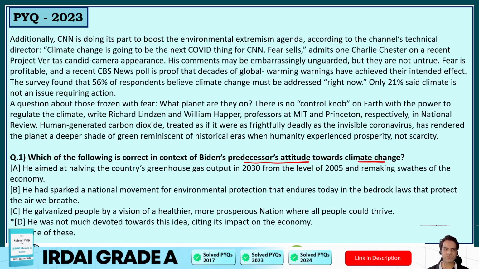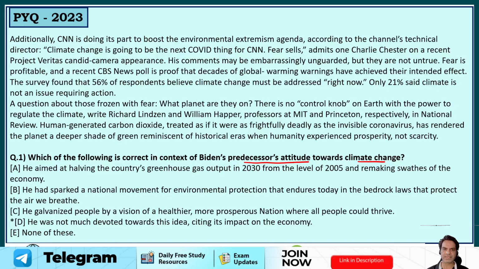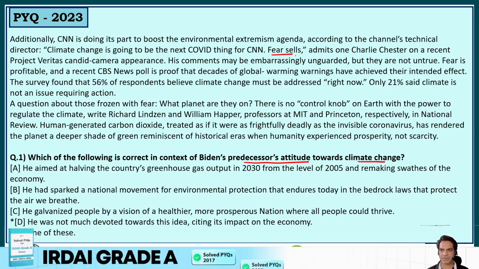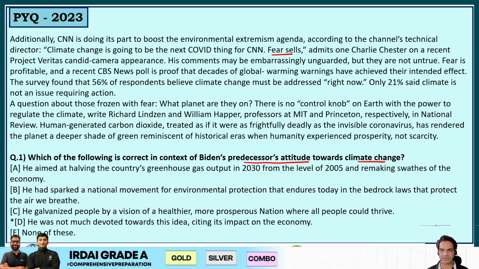Additionally, CNN is also doing its part to boost the environmental extremism agenda, according to the channel's technician director. Climate change is going to be the next COVID thing for CNN. Fear sells, admits one Charlie Chester on a recent Project Veritas candid camera appearance. His comments may be embarrassingly unguarded, but they are not untrue. So fear sells. So they are basically fear mongering. That's what he is saying.